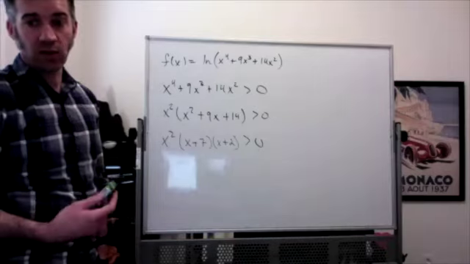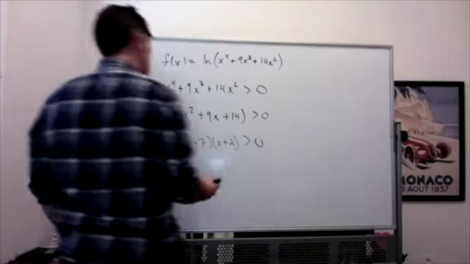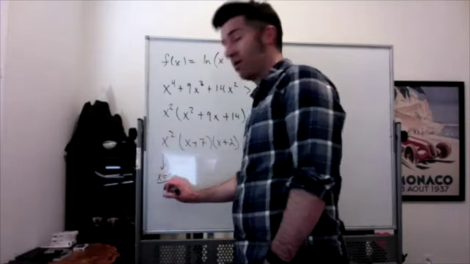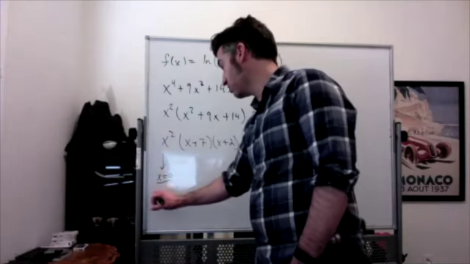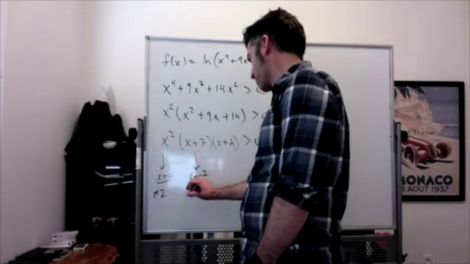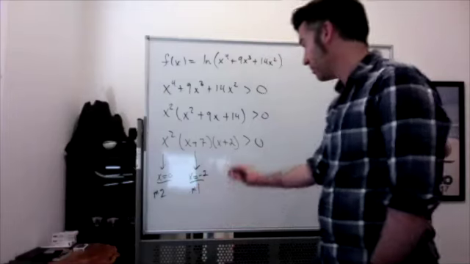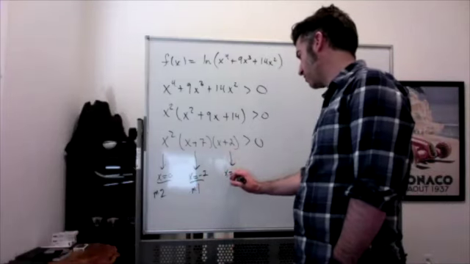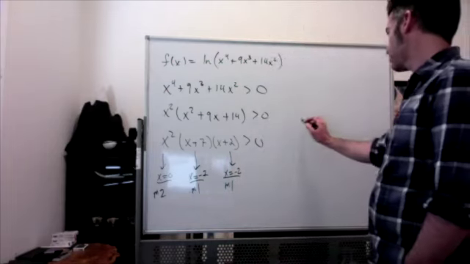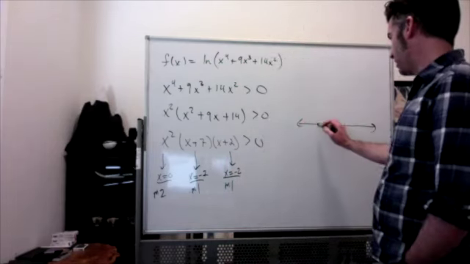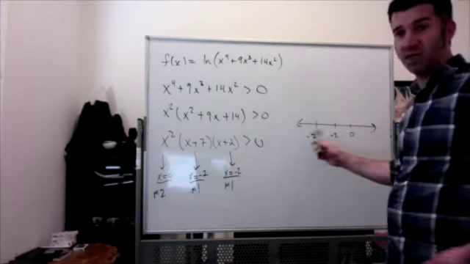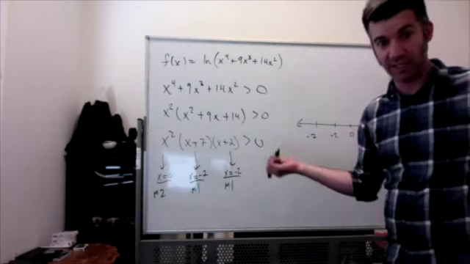So here's what we're going to do. We're going to look at the places that make this equal to 0. So I get x equal to 0 with a multiplicity of 2. I get x equal to negative 7 with a multiplicity of 1. And I get x equal to negative 2 with a multiplicity of 1. So I've got negative 7, negative 2, and 0. Do make sure things are in the right order. If they're not, things will go crazy.